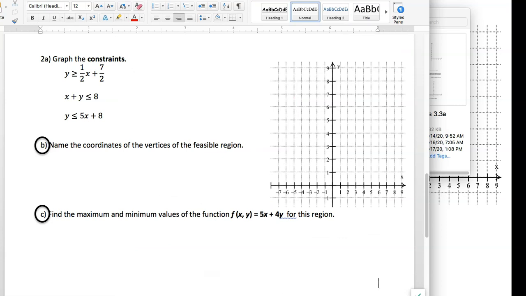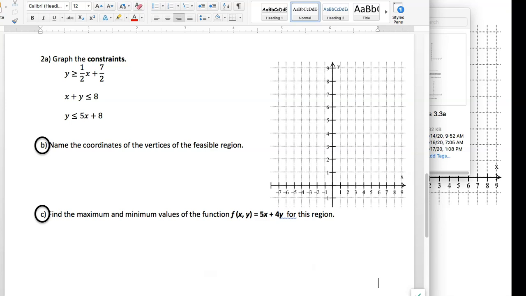So we have our system of constraints. The system of constraints is going to form the feasible region. But let's graph these. The top one I'll do in blue, the next one I'll do in red, and then the bottom one I'll do in black. So we'll graph the y-intercept of 7 over 2, which is 3.5, right about there. And then we have a slope of 1/2.